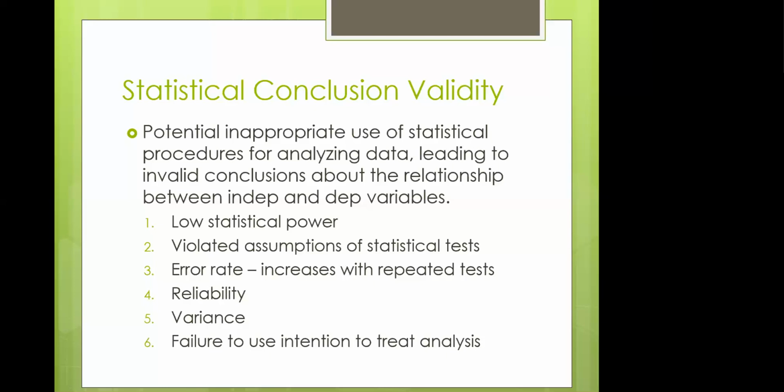And then failure to use the intention to treat analysis. That means that if I randomly put people in a treatment and control group, and the people in the control group know that they're not getting the intervention, and they drop out, and I don't get the post measures on them, I am not using intention to treat analysis because those people are gone. So you want post measures on everyone, no matter what, so that you can analyze everybody's data.